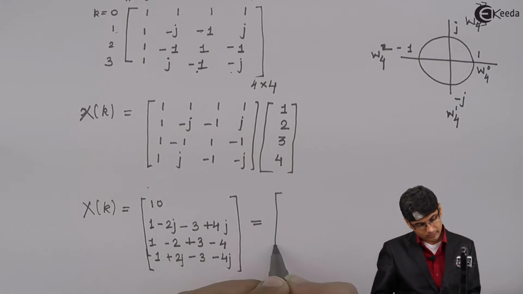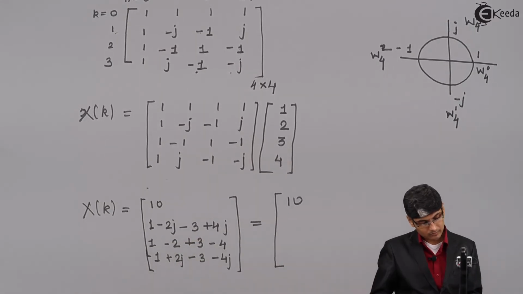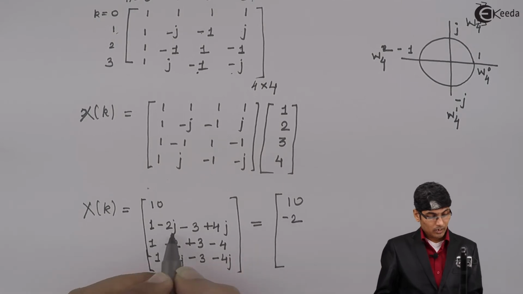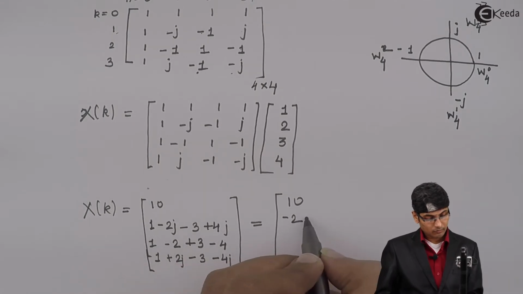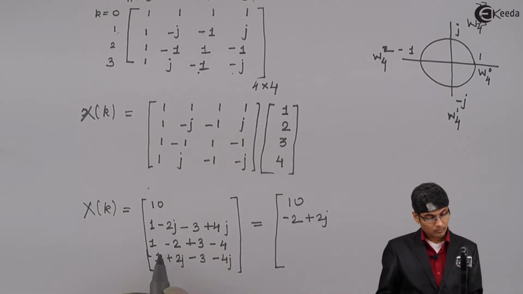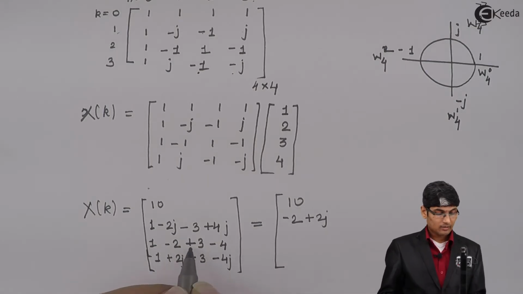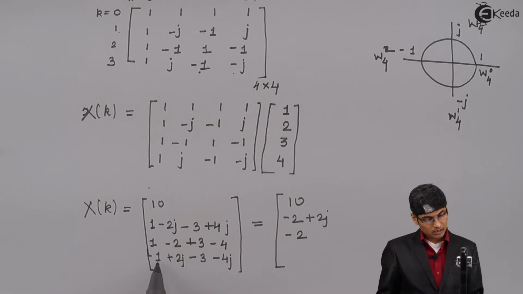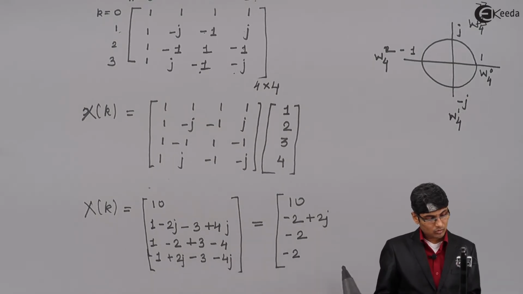Its answer is 10. Here it will give 1 minus 3 is minus 2, minus 2 plus 4j will give me plus 2j. Here the answer will be minus 2 minus 4 minus 6, minus 6 plus 3 is minus 3, minus 3 plus 1 will give minus 2, and here it will give me minus 2 and it will give me minus 2j.